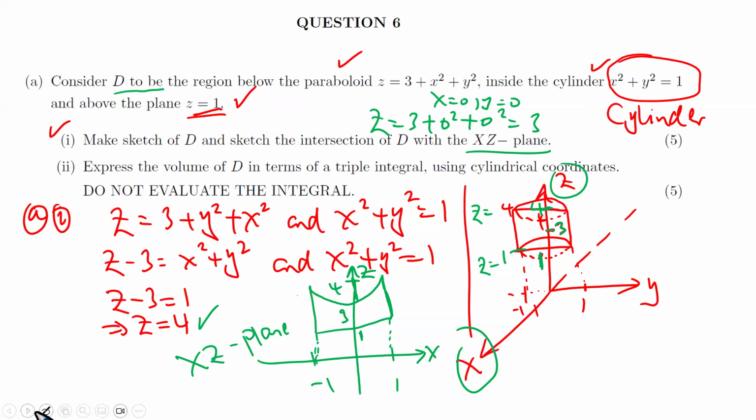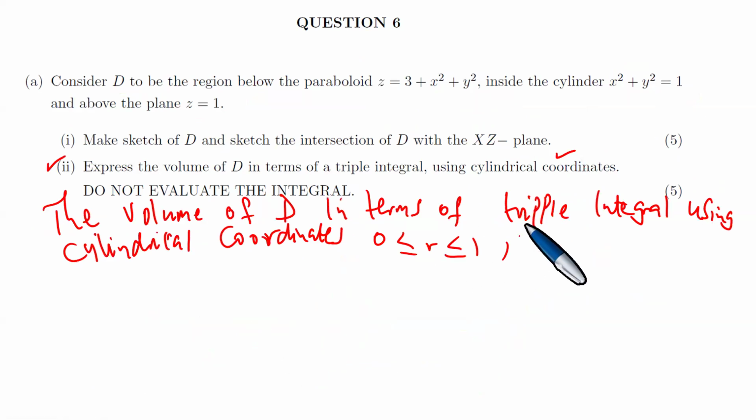Now, because it's a circle, a full circle in mathematics is a full revolution. So theta is from 0 to 2 pi. 2 pi is like 360 degrees. That's a full revolution for a circle, the cross-sectional view at each end of the cylinder.